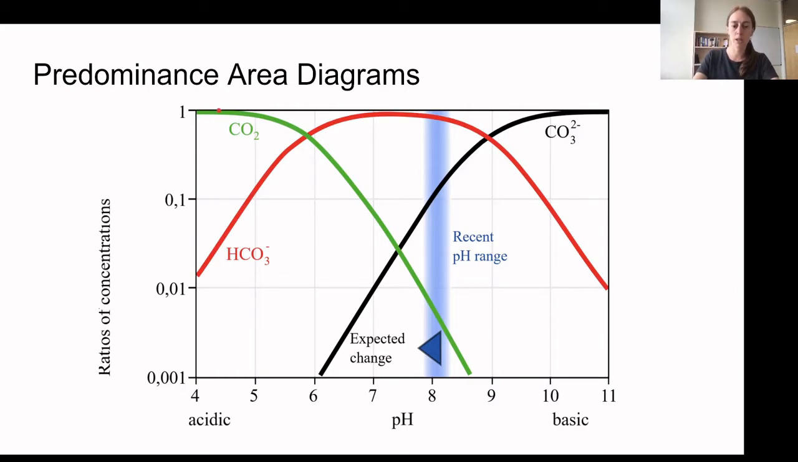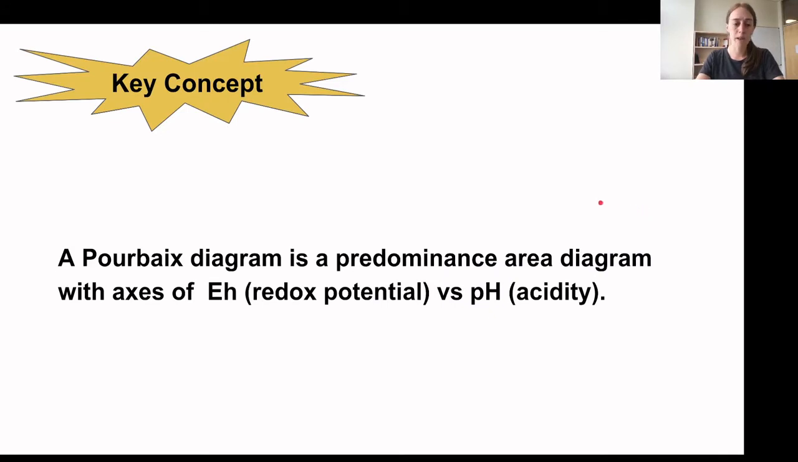We've seen this in our carbonate sections; this is what's called a predominance area diagram. We could see that over a range of pHs, we have different inorganic carbon species. At low pH, we have mostly dissolved CO2 and carbonic acid, then as we increase our pH, bicarbonate dominates, and finally at our highest pH, carbonate dominates. So this is something you should be familiar with, and we can use these similar concepts and roll them into Pourbaix diagrams.